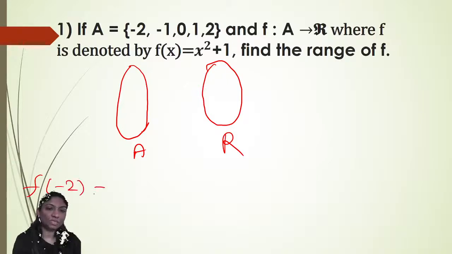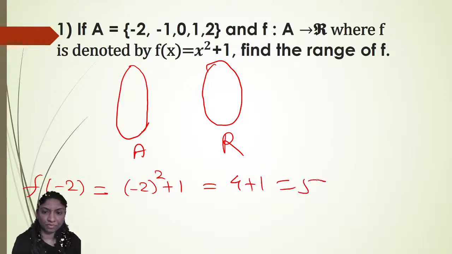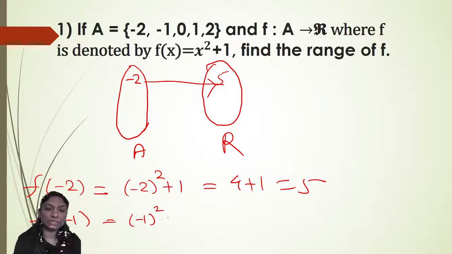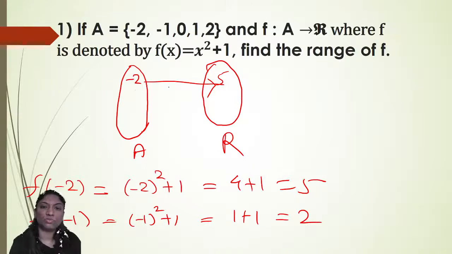So f of -2, how do you define the function? x square plus 1. So here x square plus 1 means (-2) square plus 1. So (-2) square is 4. 4 plus 1, 5. Okay. So here -2, here is 5. I will write it down like this. Okay. Now f of -1. So (-1) square plus 1, 1 plus 1, that is 2. So f of -1 is 2.